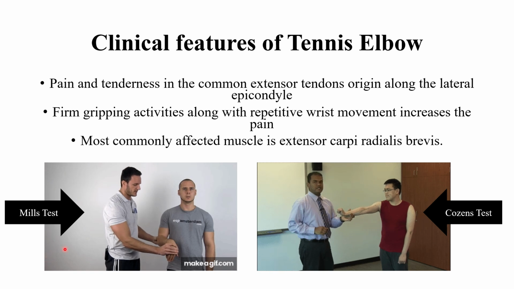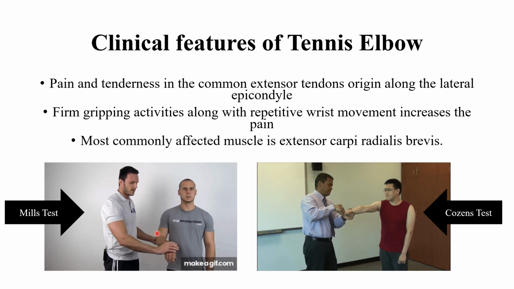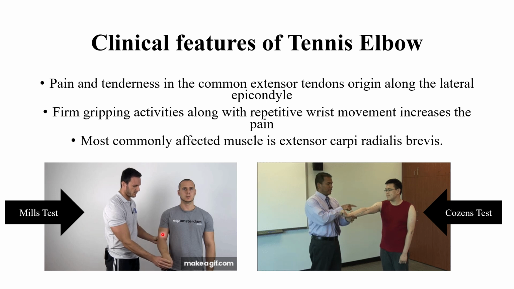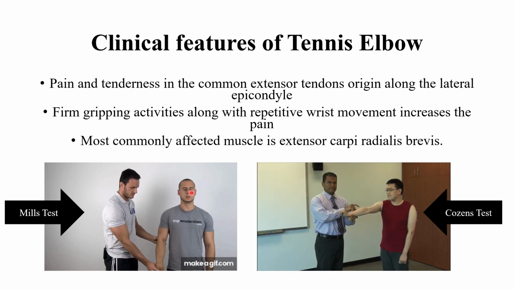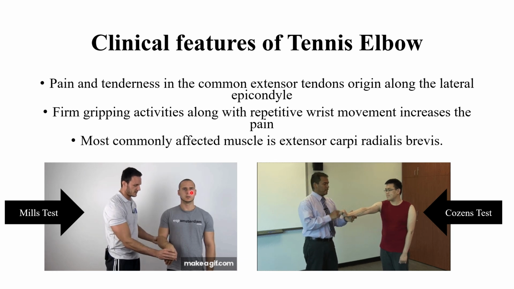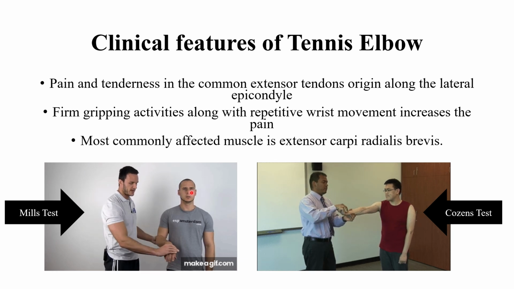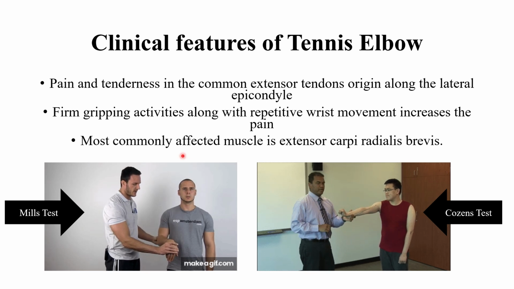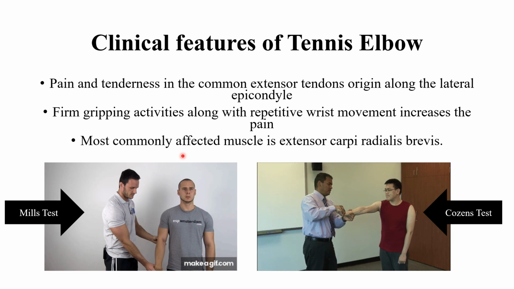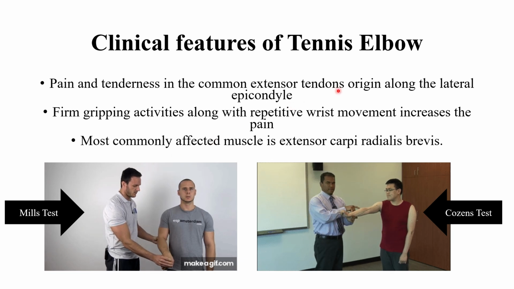Let us first discuss the clinical features and the diagnosis of lateral epicondylitis, also called tennis elbow. Looking at the clinical features, we know that there is pain and tenderness on the lateral aspect of the elbow, which is at the lateral epicondyle. That is the common origin space for the extensor tendons. Whenever there is a firm gripping activity or some repetitive wrist movement where the wrist goes into flexion and extension alternately at good speed, that can eventually lead to tennis elbow.